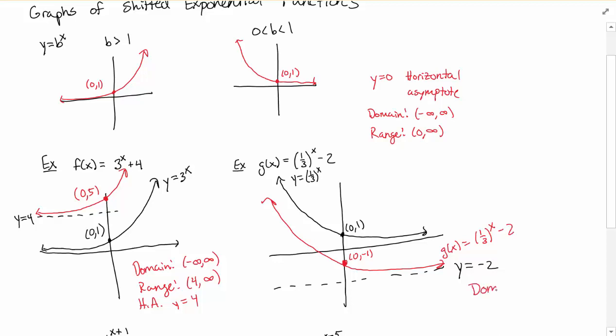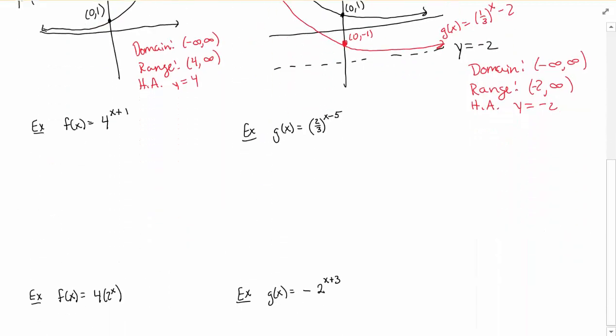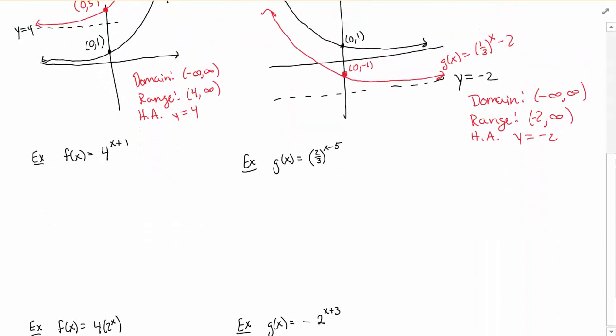Its domain is still all real numbers because it exists everywhere to the left, everywhere to the right. Its range, you can see, is open -2 off to infinity. It does not exist below -2, but it does exist everywhere above it, and its horizontal asymptote is at y is equal to -2. All right, moving on to the next ones. We got a lot to go through.